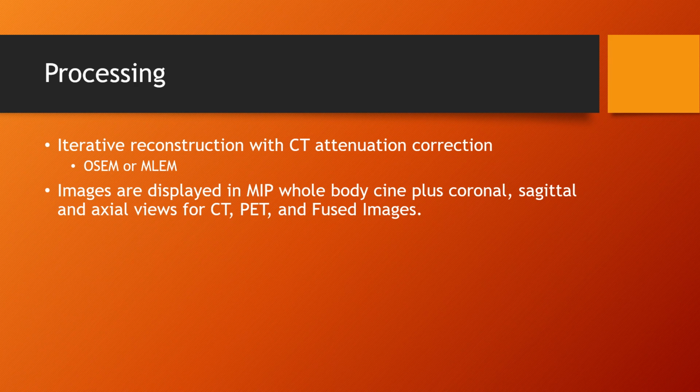For processing, it is done via iterative reconstruction with CT for attenuation correction. This is either OSEM or MLEM, for the iterative reconstruction method. And then images are displayed in maximum intensity projection with the whole body cine plus coronal, sagittal, and axial views for the CT, the PET, and the fused images.